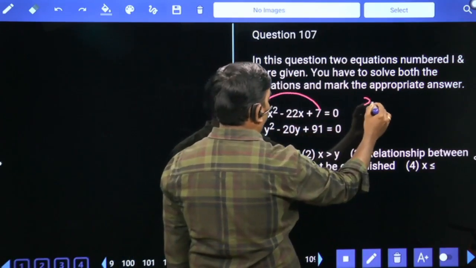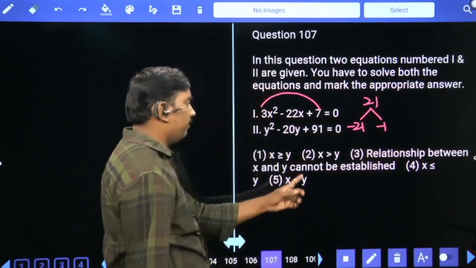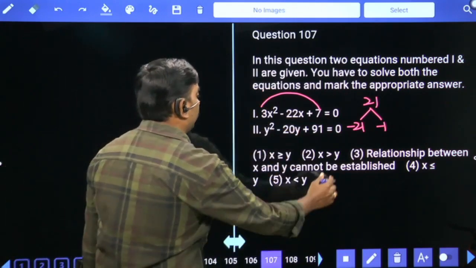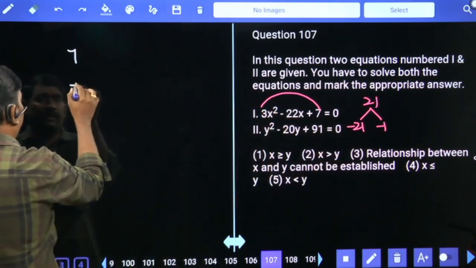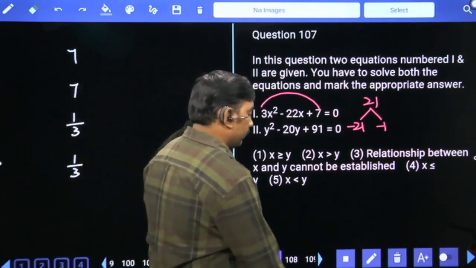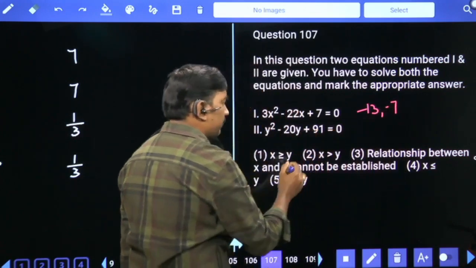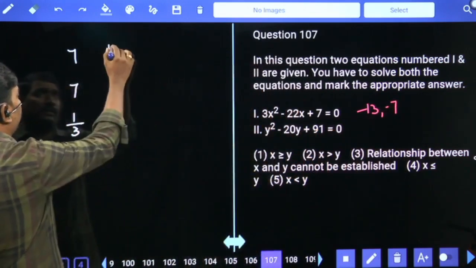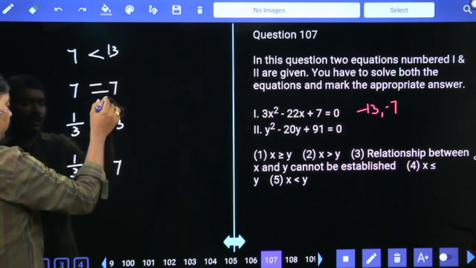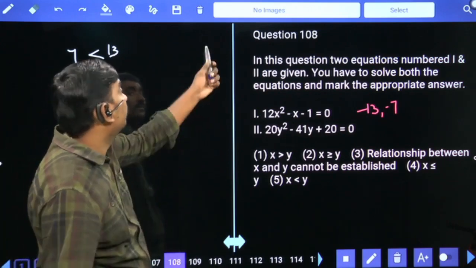3 7s are 21, 21 1s are 21. Minus 21 minus 1 will give us minus 22. Finally plus 21 plus 1. 21 by 3 means 7, 1 by 3. 13 7s are 91. Minus 13 minus 7 will give us minus 20. Finally plus 13 plus 7. Less than, equal, less than, x less than or equals to y.